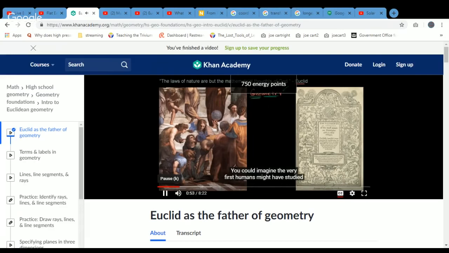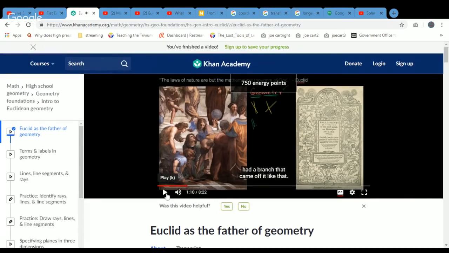You could imagine the very first humans might have studied geometry. They might have looked at two twigs on the ground that looked something like that, and they might have looked at another pair of twigs that looked like that and said, well, this is a bigger opening. What is the relationship here? Or they might have looked at a tree. They might have looked at a tree that had a branch that came off.